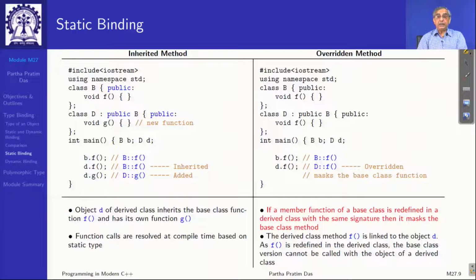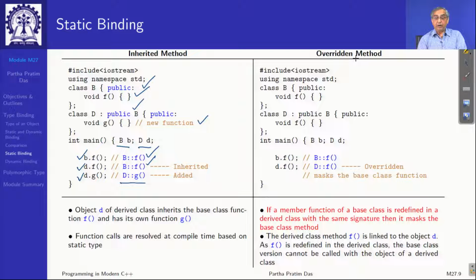So, let us quickly look at, we have seen these kind of similar slides before. Let us quickly take a look at a hierarchy. B is the base class, D is the derived class, B defines a function f, D defines another function g. If I now have two objects B and D, then naturally B dot f will call the function in the class B, D dot f will call the function in the class B again, because it has inherited it, and naturally D dot g will call the function that you have added.